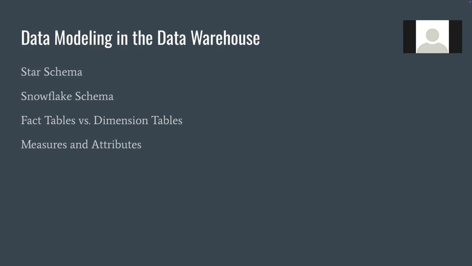Lastly, let's talk about measures and attributes. When we mean measures, we're talking about numeric data that can be aggregated. So we're talking about sum of sales, average transaction amount, and so on. And when we talk about attributes, we're talking about descriptive fields that are used to slice and dice the measures. So this could be region name, time period, product category.